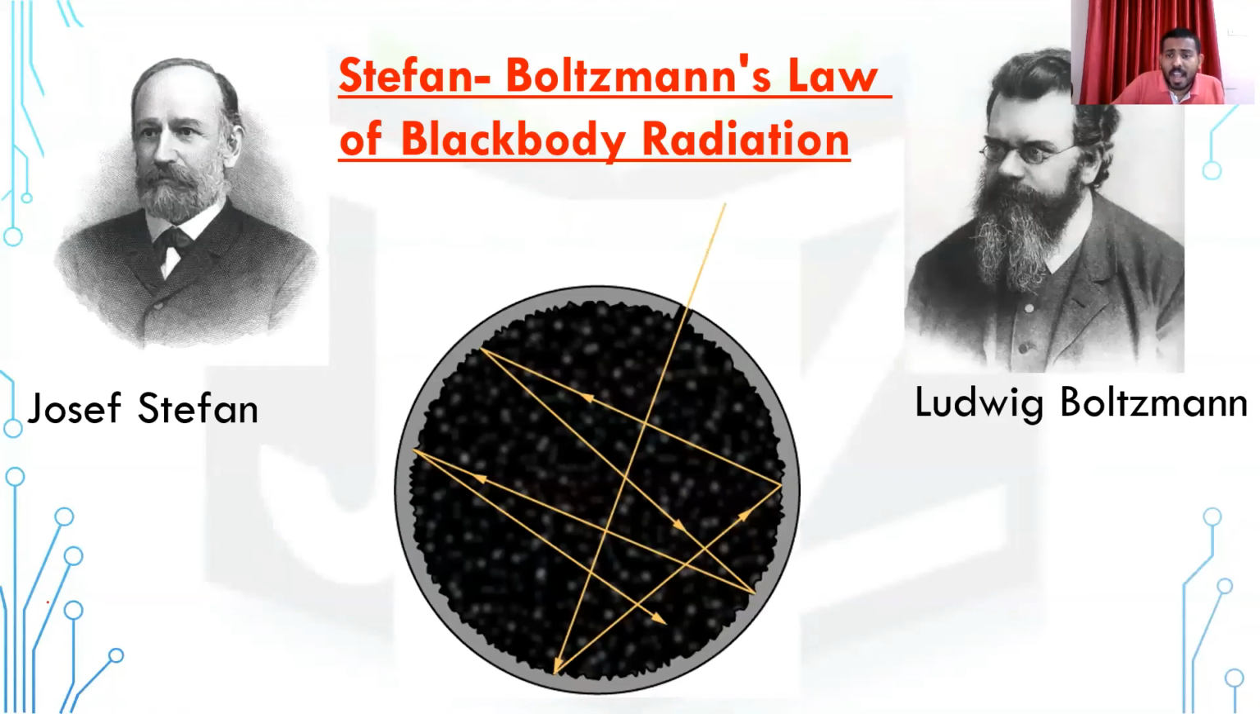Joseph Stefan and Ludwig Boltzmann were two scientists. They both derived a law for the radiation that is emitted from a black body, and this law is called the Stefan-Boltzmann law of black body radiation. So let's check what a black body is.